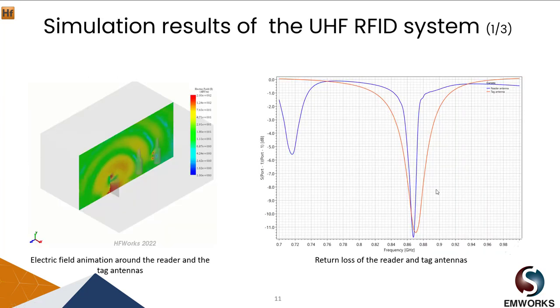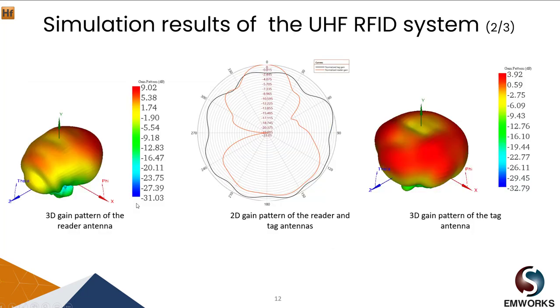Alright, so let's discuss some of the simulation results. On the right hand side, we have the return loss for both the reader and the tag antenna. Both the reader and the tag antenna resonate at the same frequency of 868 megahertz. On the left hand side, we can see an animation of the electric field around the reader and the tag antennas.